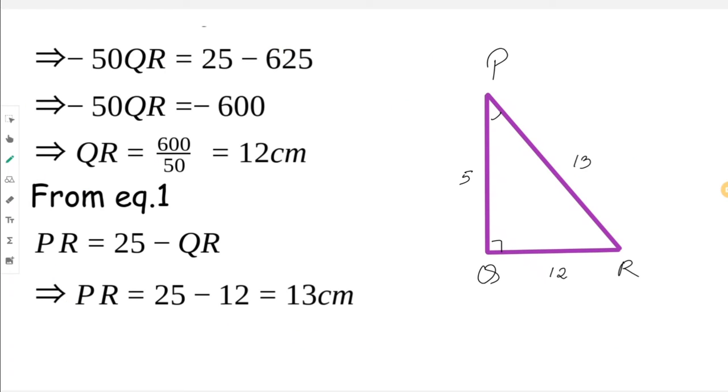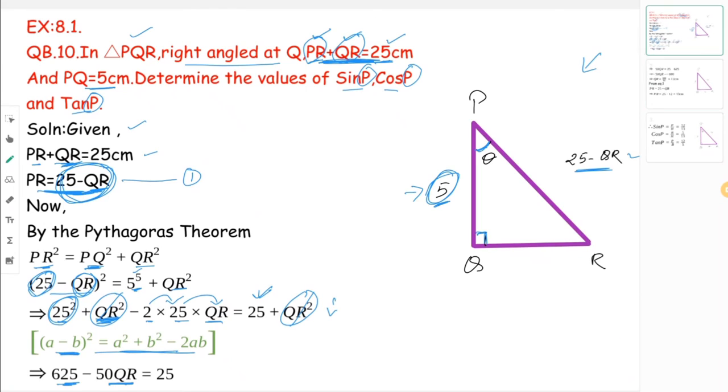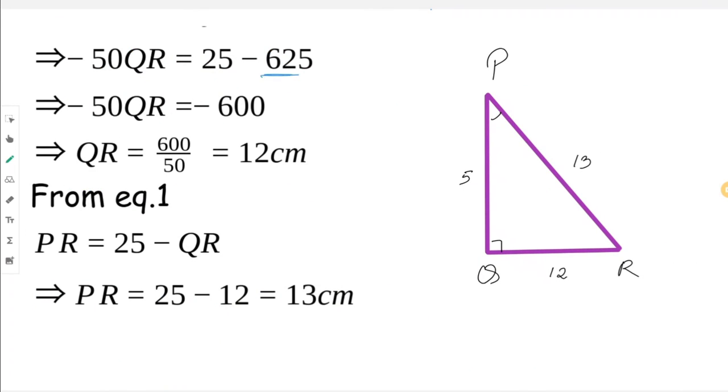Alright, so what are we left with? You can see here this plus 625, I'll send it to the right hand side. If it goes to the other side, it will become minus 625. It was plus, now it has become minus. Then 25 minus 625, I'll get minus 600, and now you can cancel the minus and minus. Now I'm trying to find this QR, so this 50 will go down to the denominator. So 600 by 50, I can divide this 0 and 0, then 5 ones are 5, 5 twos are 10. So now QR, we got how much? QR equals 12 centimeter.